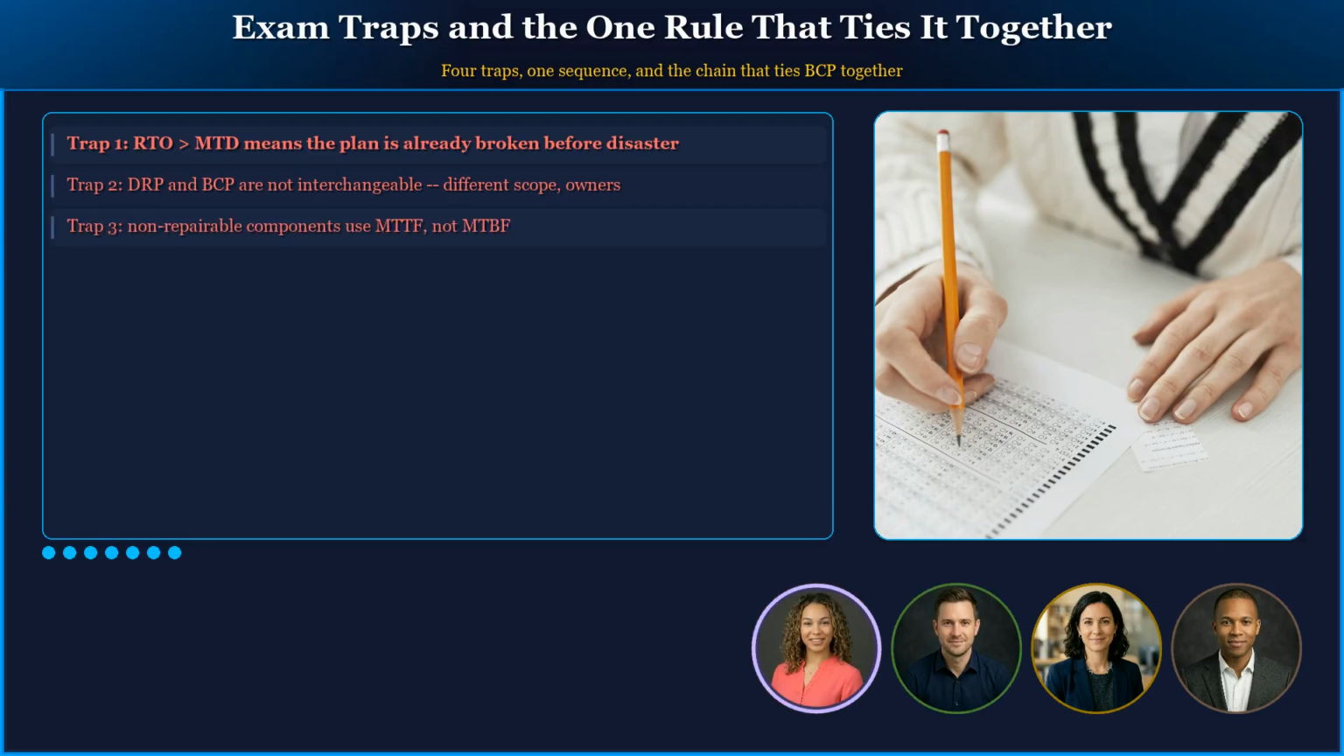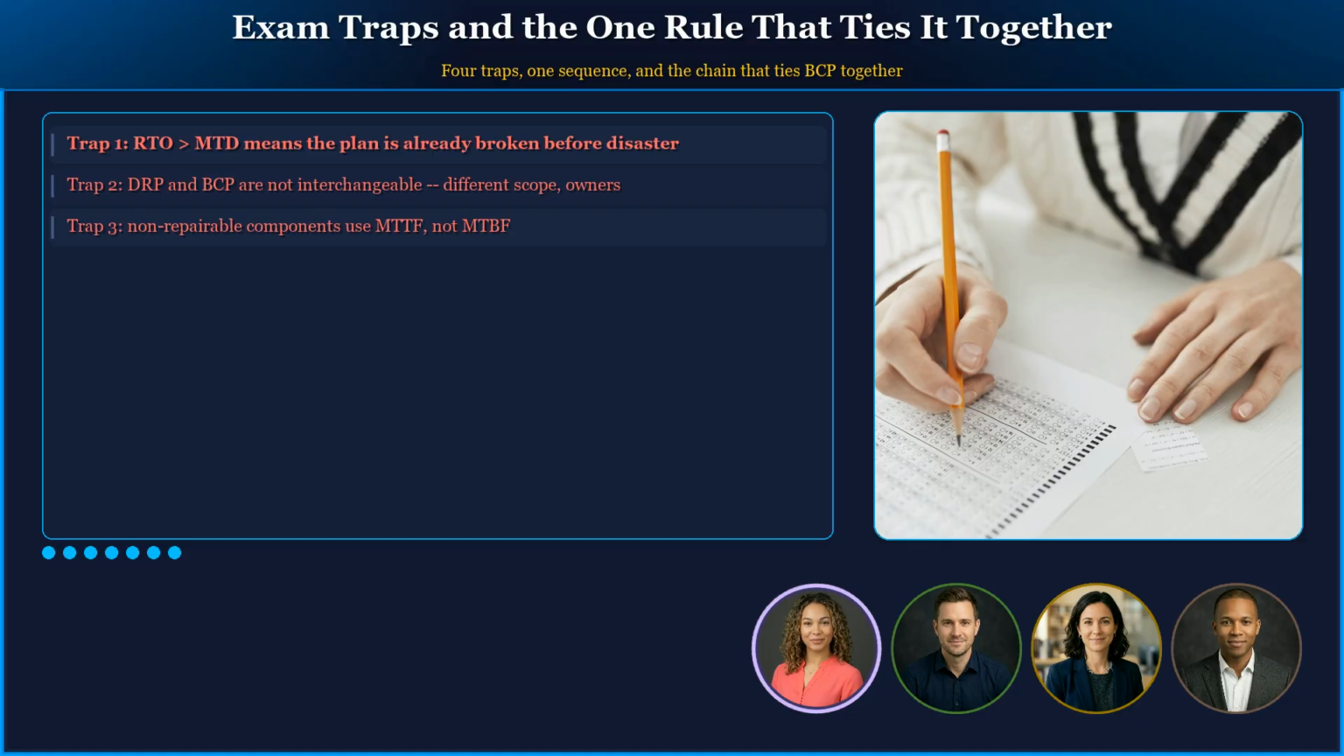Trap 2. The exam uses business continuity plan and disaster recovery plan interchangeably in an answer choice. The trap answer treats them as the same scope. The correct answer recognizes that disaster recovery plan is the IT recovery component nested inside business continuity plan.